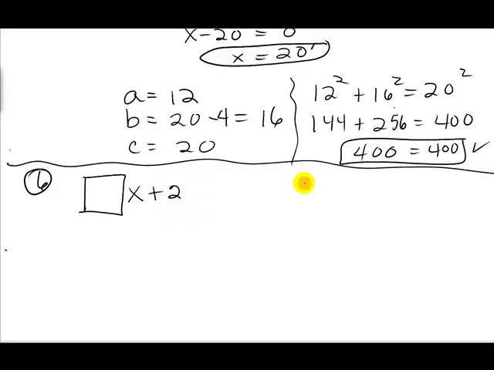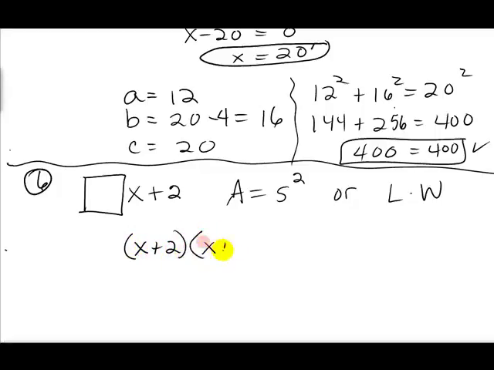Area is side squared when you're talking about a square, or length times width, however you want to remember to do it. So I'm going to have x plus 2, that's the one side, and x plus 2 is the other, so I'm squaring it, equals 81, that's the area that they said, meters squared.